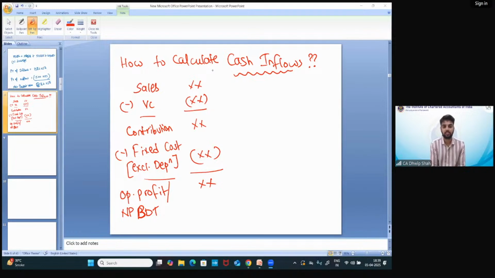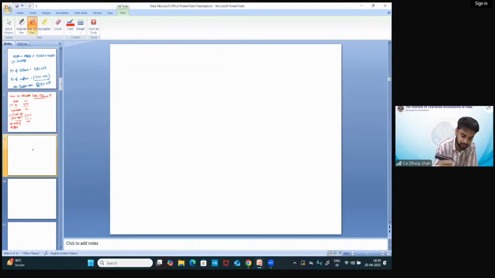So I will start with sales. Usme se variable cost I have subtracted. The resultant amount is called contribution. Then I will subtract fixed cost but excluding depreciation. ऐसा क्यों किया? You will understand once we move ahead in some time. ठीक है? So I will subtract fixed cost excluding depreciation. The resultant figure is called as net profit before depreciation and tax or operating profit before depreciation and tax. Okay? Because I have not deducted depreciation yet. So that's why it is called as net profit before depreciation and tax.